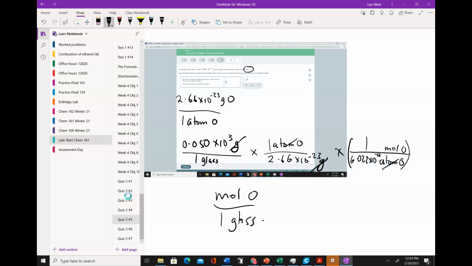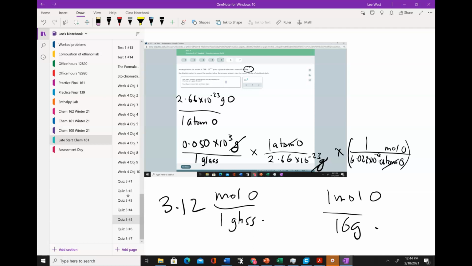So it turns out that there is 3.12 moles of oxygen in a glass. Now what I know from the periodic table is that 1 mole of oxygen is 16 grams, right? So if I do 16 times 3.12, it should give me my 50 grams, right? So times 16, and sure enough, it came back 49.9.